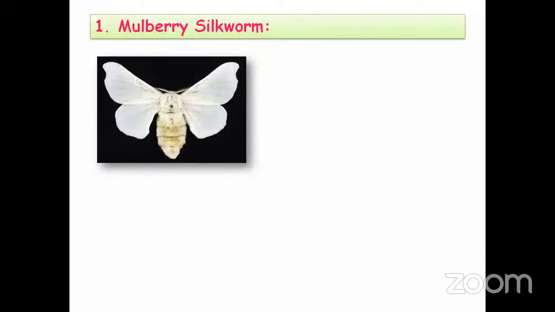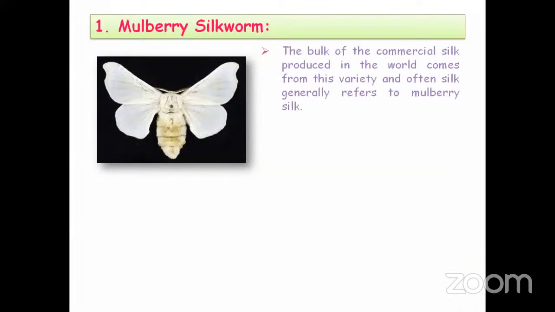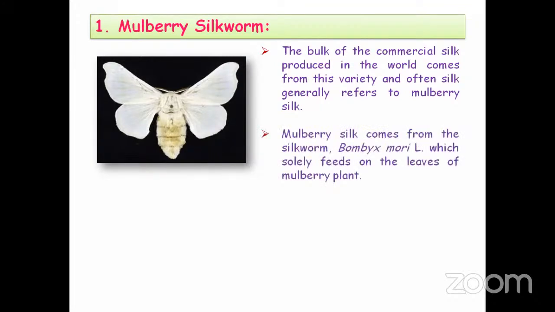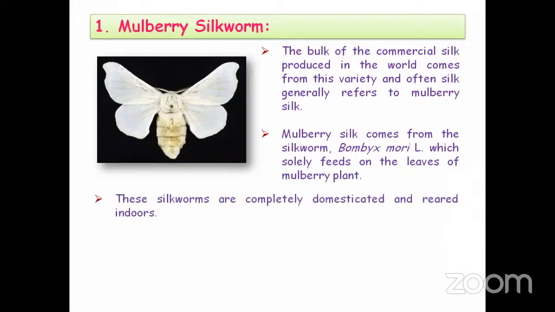So the first one is the mulberry silkworm. The bulk of the commercial silk is produced from this species only, and this silk is called mulberry silk. Mulberry silk comes from the silkworm Bombyx mori, the mulberry silkworm, which solely feeds on the leaves of the mulberry plants. And these silkworms are completely domesticated and reared indoors.